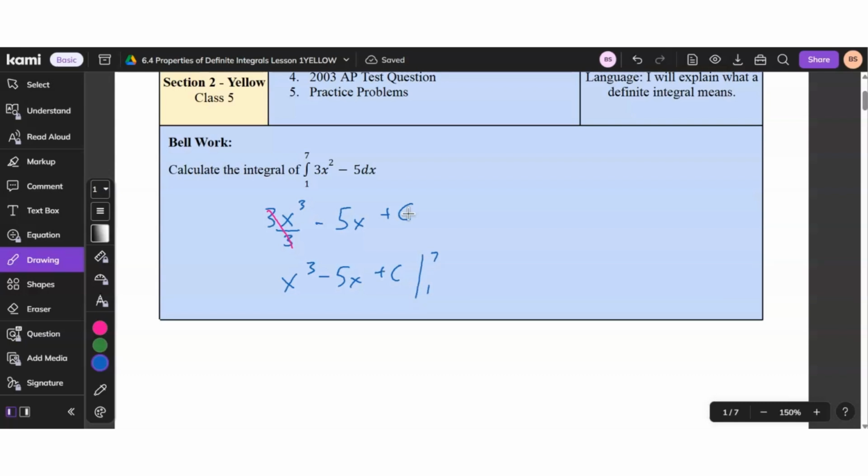So when I put that together, that's going to be 7 cubed minus 5 times 7 minus 1 cubed minus 5 times 1. And so I get 343 minus 35. 1 minus 5 is negative 4. Minus negative 4 is plus 4. And so that's going to be 312 when we put it all together.